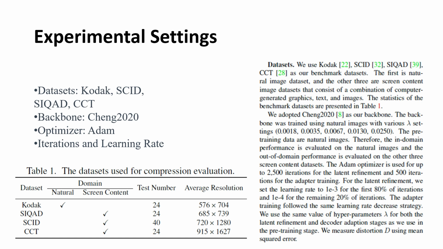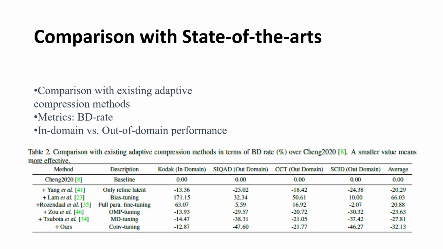To measure the performance, we used metrics like PSNR, BPP, and BD rate. We employed the ADAM optimizer for training. Specifically, we ran 2,500 iterations for the latent refinement and 500 iterations for adapter training. The learning rate was set at 1E3 for the first 80% of the iterations and dropped to 1E4 for the remaining 20%. We also conducted a comprehensive comparison of our method with existing state-of-the-art adaptive compression techniques.